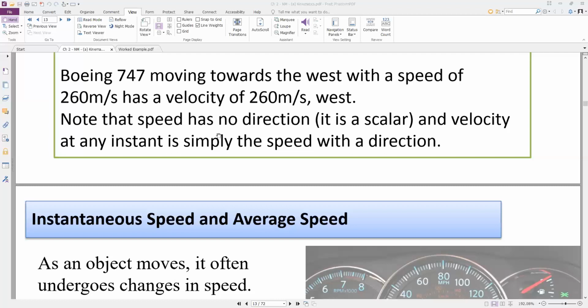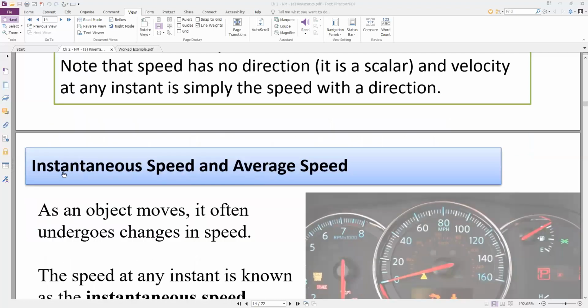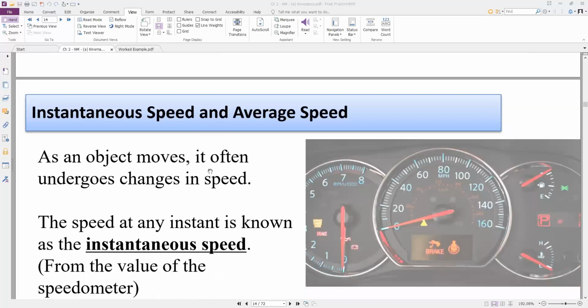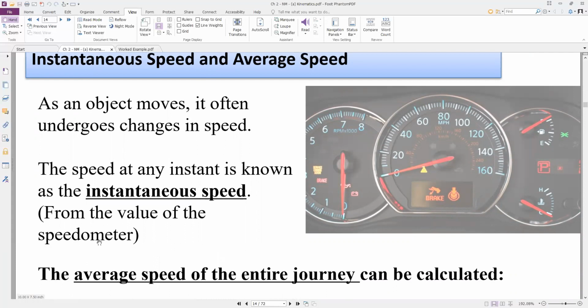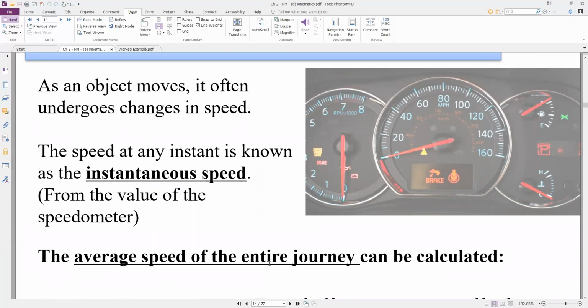Instantaneous speed and average speed. What is the difference? As an object moves, it often undergoes changes in speed. The speed at any instant is known as the instantaneous speed, the value shown on the speedometer at that specific moment. But the average speed of the entire journey can be calculated.